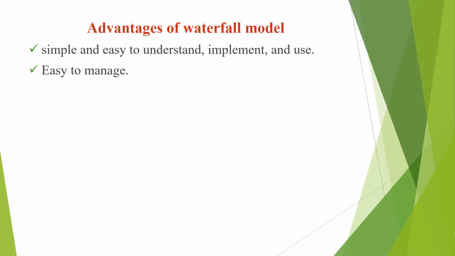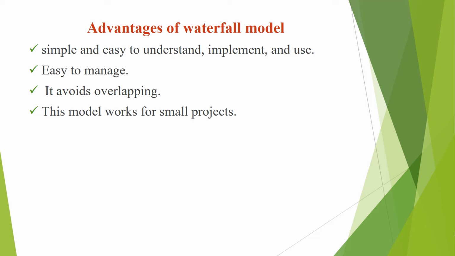So it arranges tasks easy and simple. It avoids overlapping because after completion of the first phase we start the next phase. So there is no such overlapping. Then this model basically works for small scale industrial projects. Then the quality is more important because we gather each and every requirement before starting any modeling, designing or developing. So we are providing a quality oriented project to the customer.